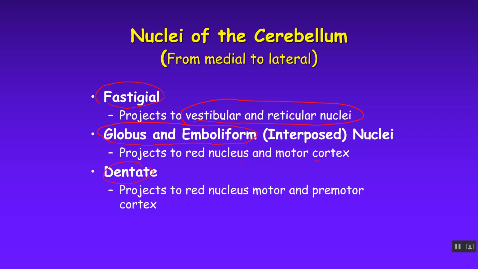And then the dentate. The dentate projects to the red nucleus as well, but also the premotor cortex and motor cortex. It actually does somewhat influence some of the premotor areas and even some of the motor planning areas to help you in that motor learning process, right? The premotor areas is where you store some of these programs. That's helping you store the right program up there so that the next time you do it, it's closer to what you hoped it to be.